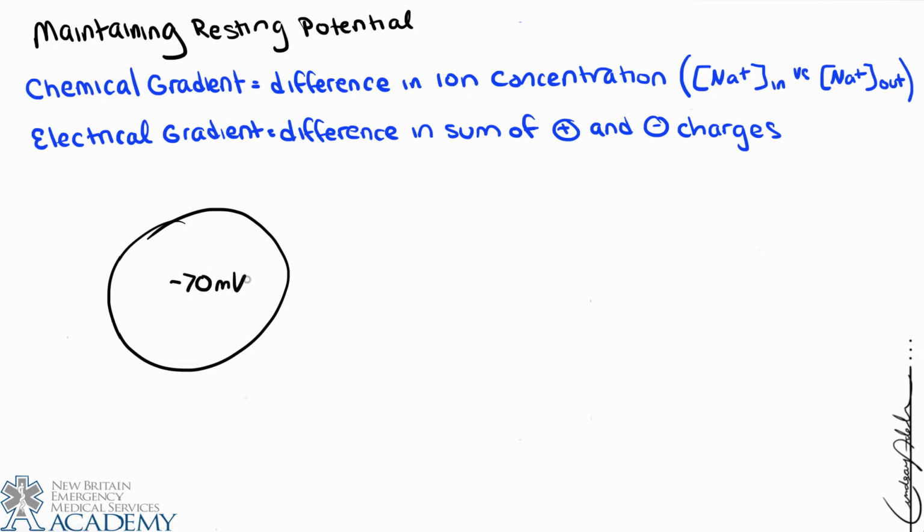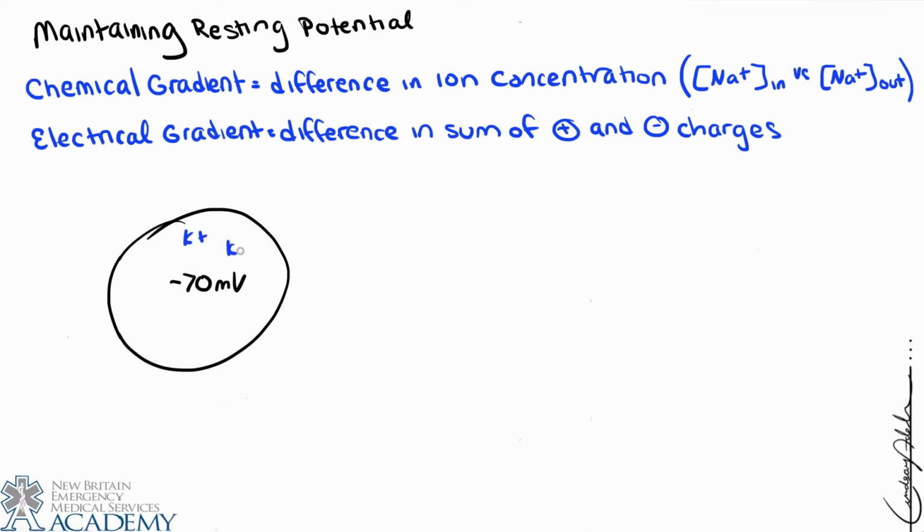So let's use minus 70 millivolts, or negative 70 millivolts, as our resting potential for this cell. Now, resting potential values can vary between different types of cells, but negative 70 millivolts is actually the value that we're going to use for neurons. And because that's our first look at excitable cells, we'll use minus 70 as our start value.